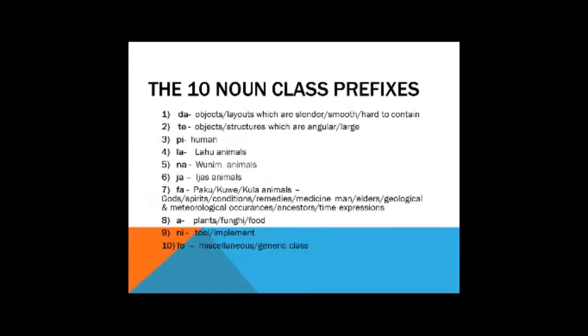Remember that nouns in Latropeth all belong to a particular noun class, and each noun class has a resident prefix. The prefixes appear on the verb, also on adjectives. So an adjective is describing the noun, and the adjective will take a prefix that agrees with the noun in terms of its noun class.